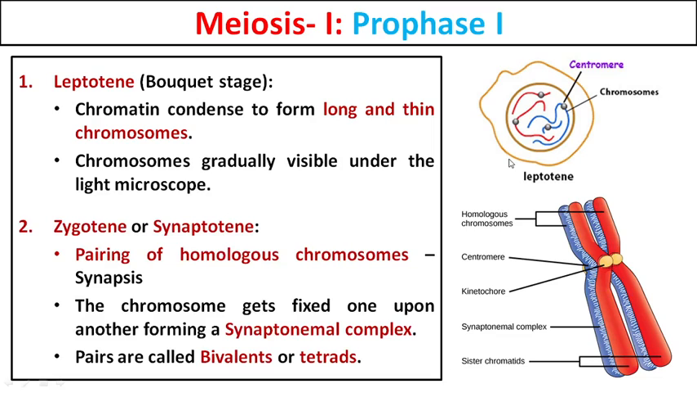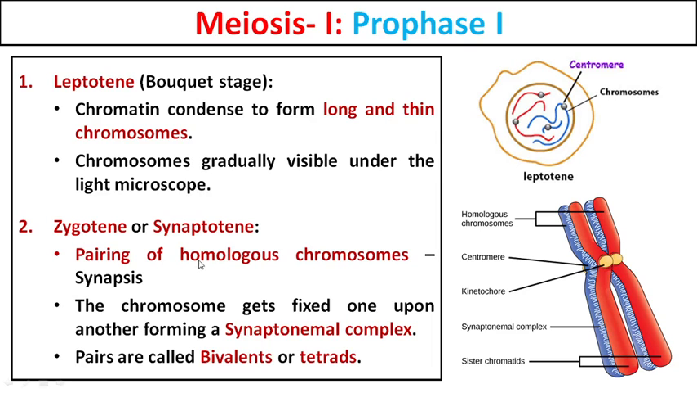Then you have zygotene, or synaptotene. Now here what will happen is, remember I told you we have 23 pairs. So in each pair, the number 1 chromosome from your mother and the number 1 chromosome from your father will come together. So these different chromosomes will find their pair and they will start getting attached.